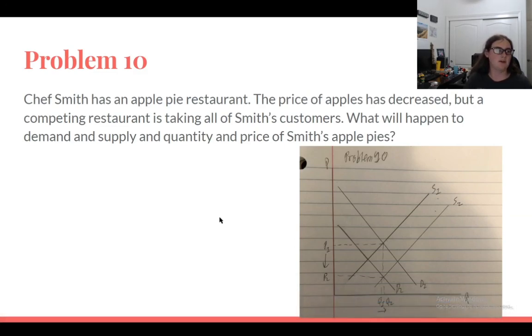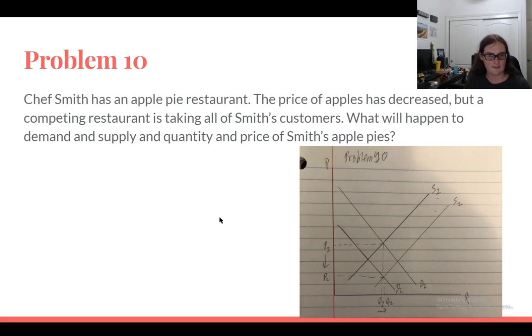Last one, problem 10. Chef Smith has an apple pie restaurant. The price of apples has decreased, but a competing restaurant is taking all of Smith's customers. What will happen to demand and supply and quantity and price of Smith's apple pies?